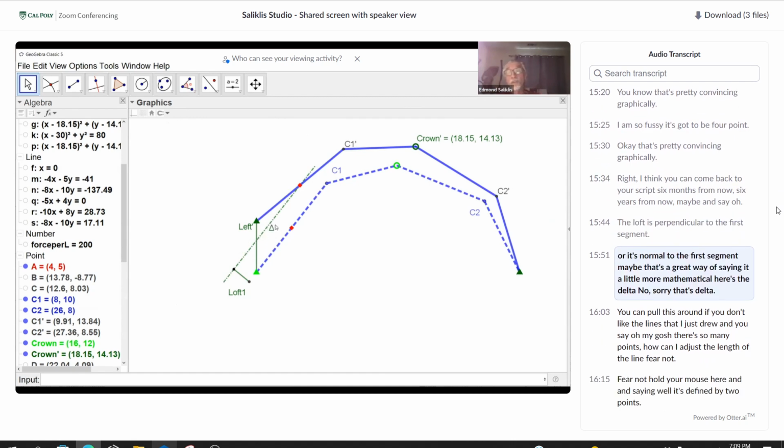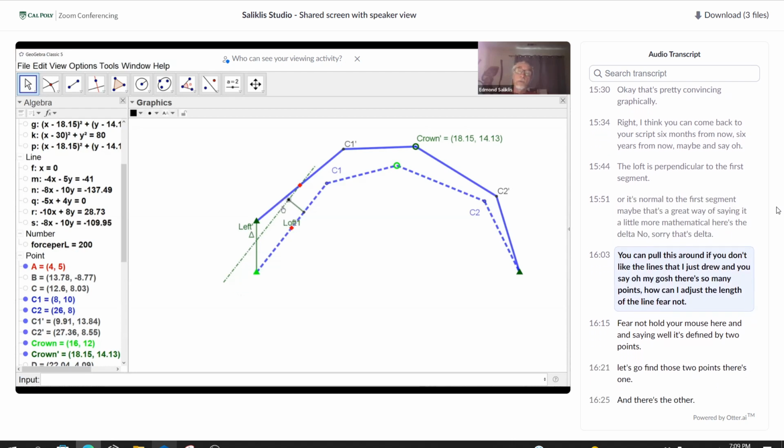Or it's normal to the first segment. Maybe that's a great way of saying it, a little more mathematical. Here's the delta, right? No, sorry, that's delta. You could pull this around.